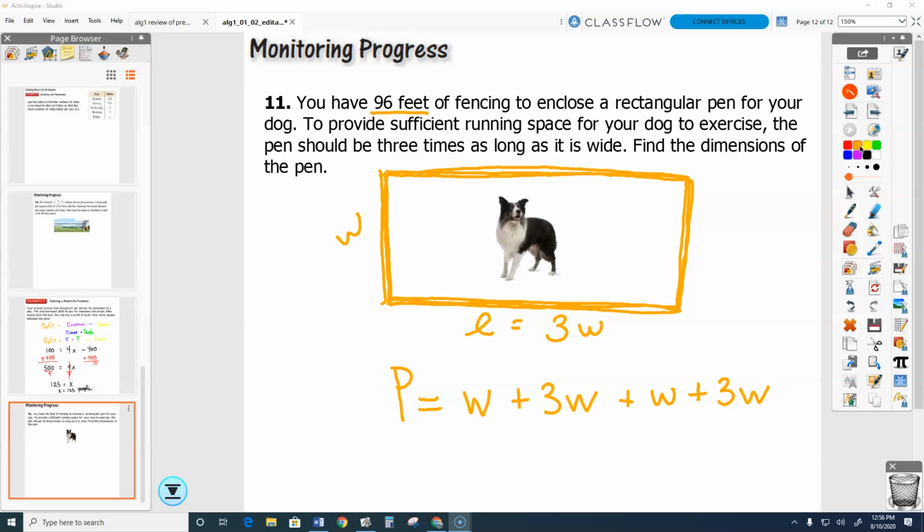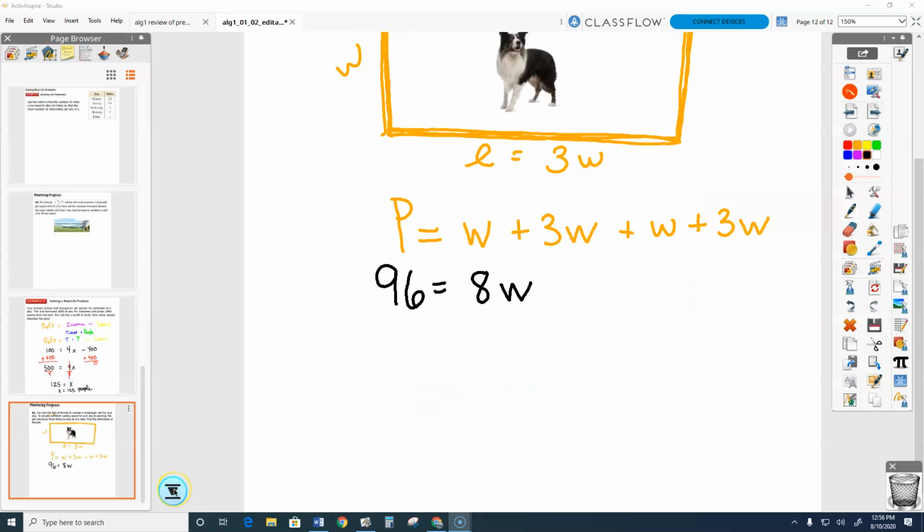So I can replace the P for perimeter with 96. And I've got all these W's that I can combine together. So I have here 3 plus 3 is 6, and then 2 more, so that's 8W. All right, so that's the formula that I am going to work with. Now, all I have to do is solve for W.